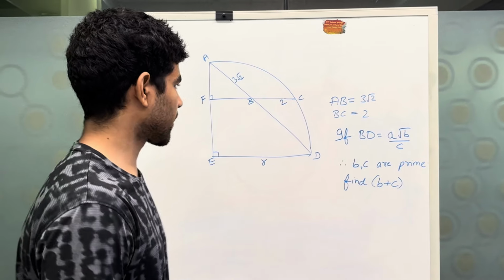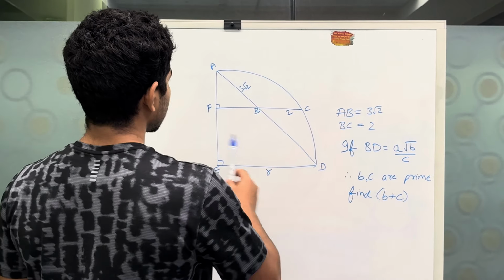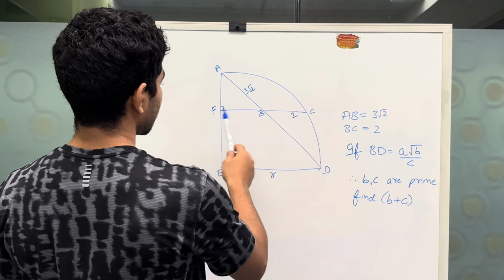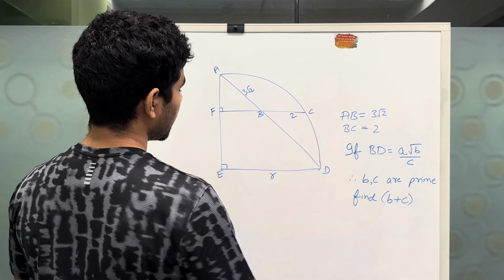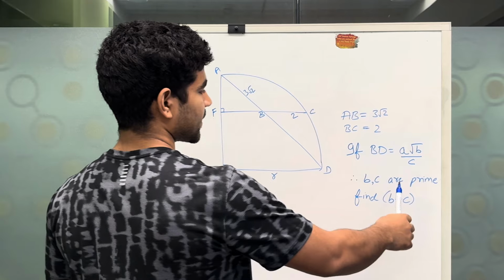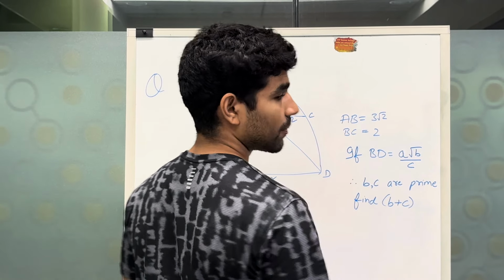Let's see a question on quadrant. We have a quadrant AED whose radius is r. Now it is given that AB is 3 root 2 and BC is 2. Also, we can see that FC is parallel to ED. We need to find the value of BD, which is given as a root b by c, where b and c are prime, and ultimately we need to find the value of b plus c.